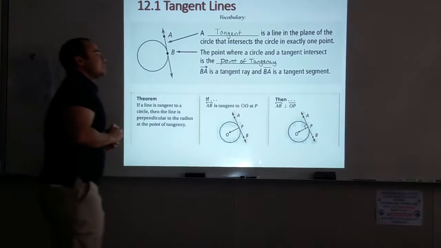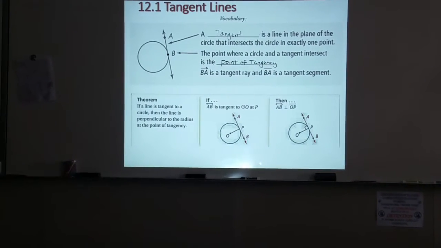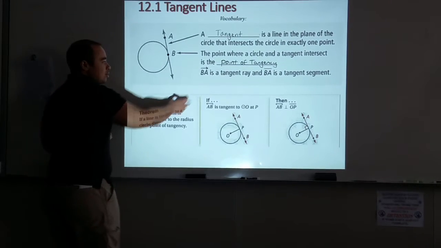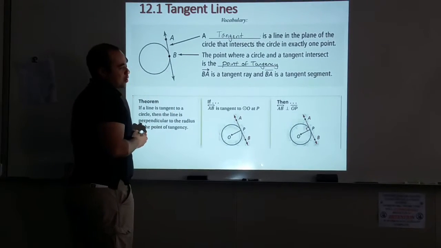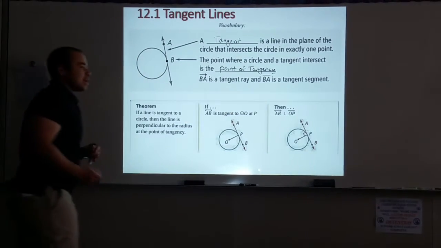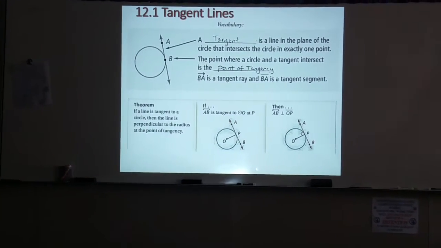Alright, so the tangent is the line. The point where the circle and the tangent meet is your point of tangency. In this case, BA is a tangent ray, and BA with the line above it is your tangent segment. Alright, so our first theorem.